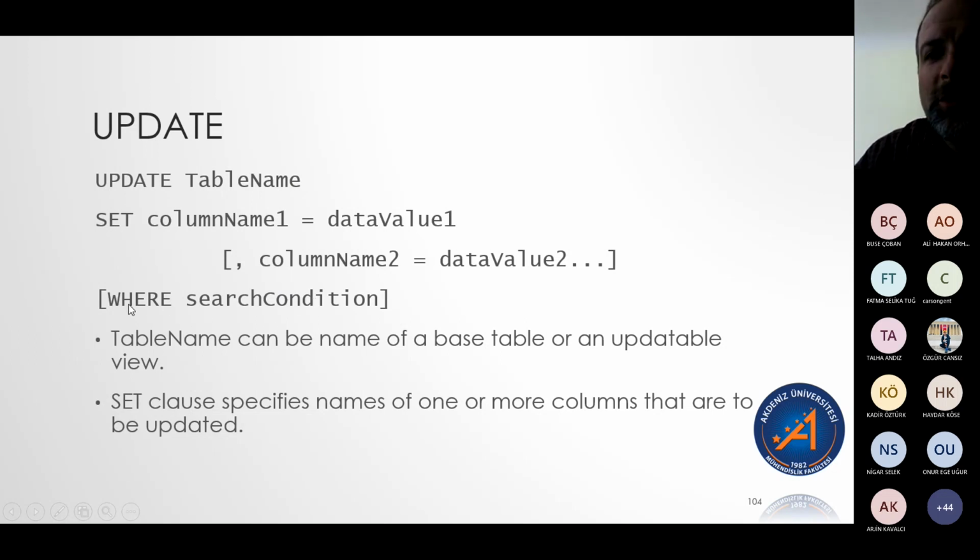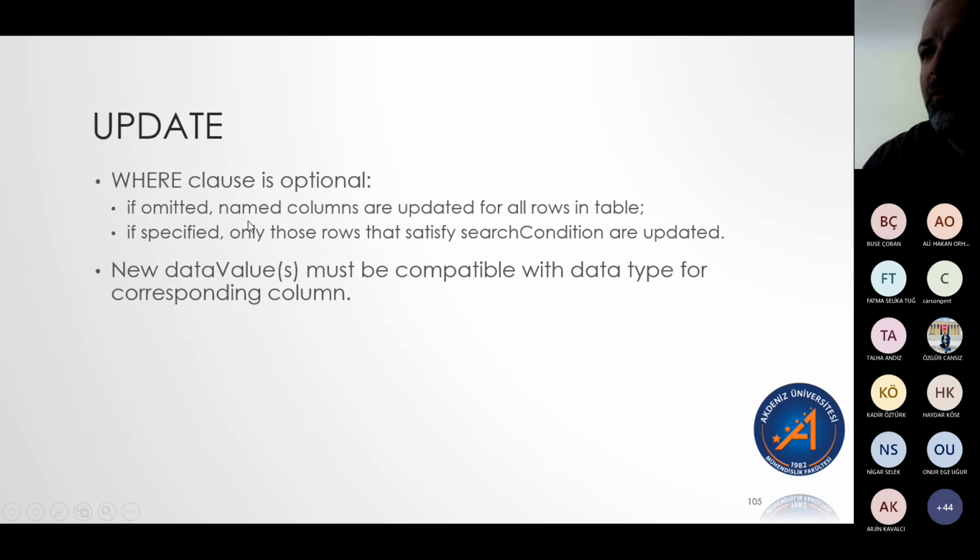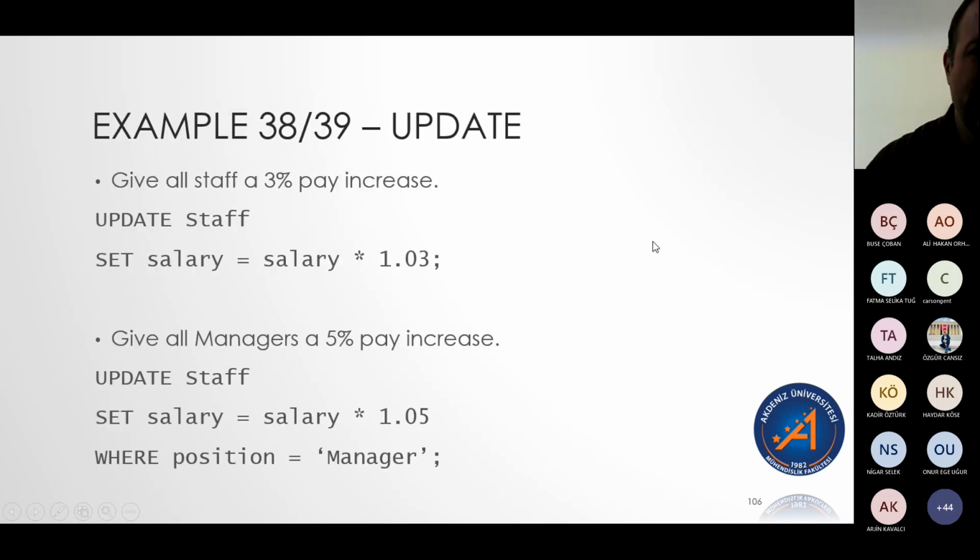Okay, if we don't specify where, all rows are updated for that column. So if we said update salary equals 1 million, right, and we didn't put a where clause, everybody in the company would have a new salary, right? If we use the where clause, then only the rows that satisfy the condition, only the rows that would be affected, are updated.